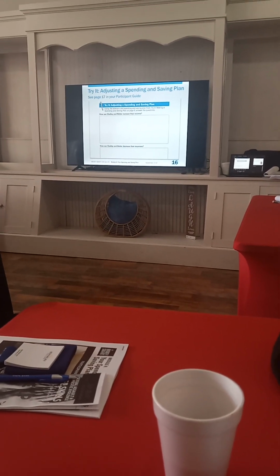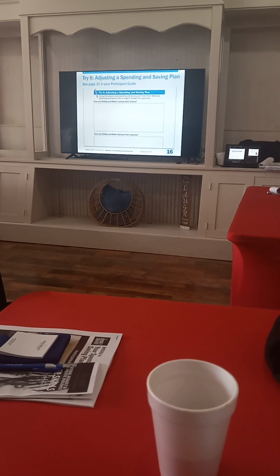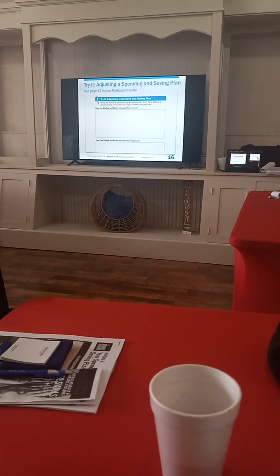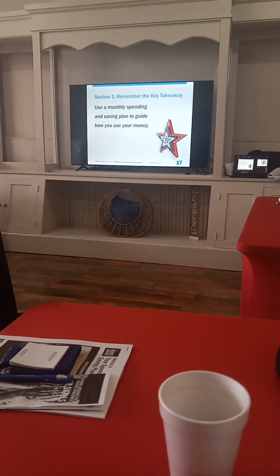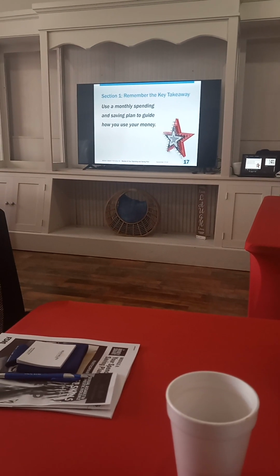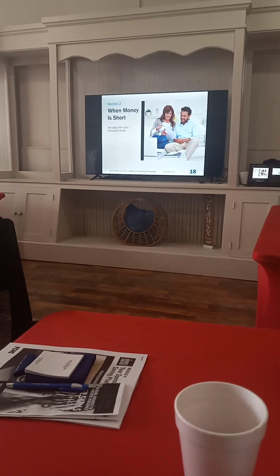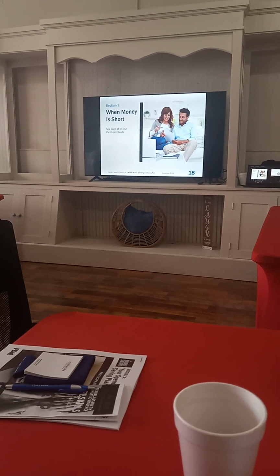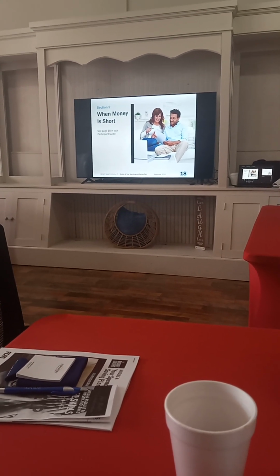So your guide has some blank forms y'all can go in and fill out, apply to your own life, and just put it to work. So you can use it as a guide for how to use your money. Page 18, what if money is short? Don't have anything to get rid of real quick.